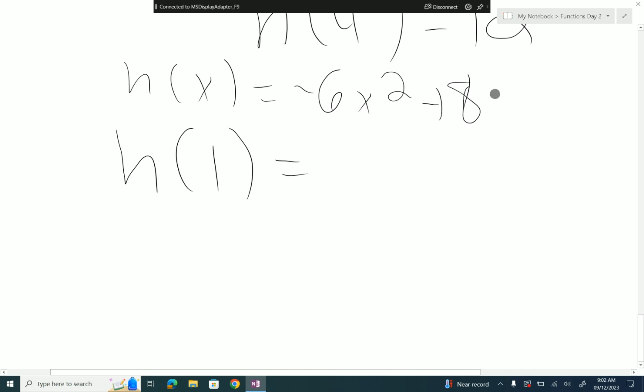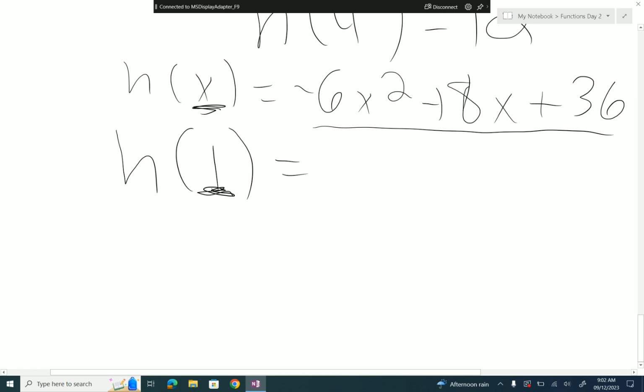What is 1 replacing here? So where do you see an x in my original equation? Up here. So I'm going to put 1 there. And then where else do I need to put a 1? Yep. So where I see that x squared, I'm going to put a 1.